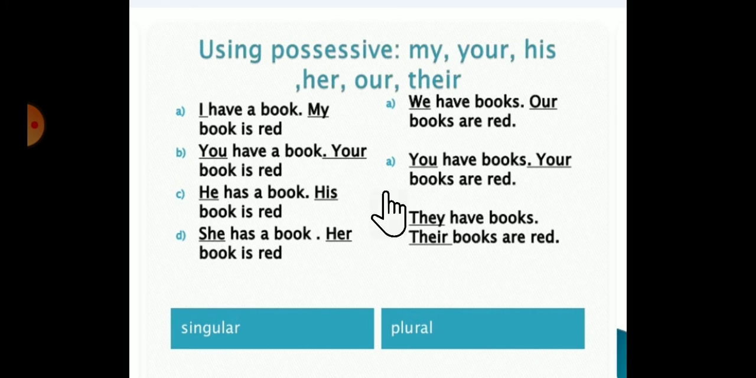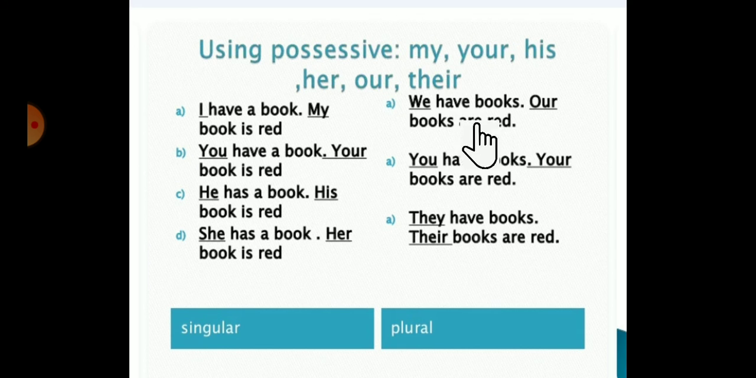Yes, possessive nouns. Okay. See, I have a book. My book is red. I and my is a possessive noun. Alright. You have a book. Your book is red. You and your is a possessive, which tells about the ownership of the book. Okay. He has a book. His book is red. So he and his is a possessive, which tells the ownership and the characteristics of the book. She has a book. Her book is red. Okay. She and her is a possessive, which tells the ownership and the characteristics of the book.